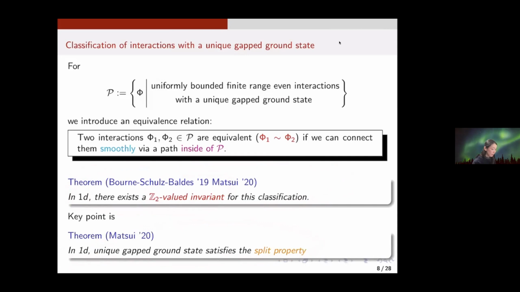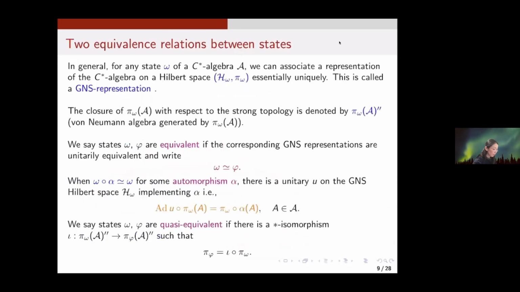So this is a key theorem, and I would like to specify what I mean by split property, because that is a key point for understanding this theorem. I would like to explain this split property, but in order to do that, I briefly would like to recall some basic things from operator algebra.